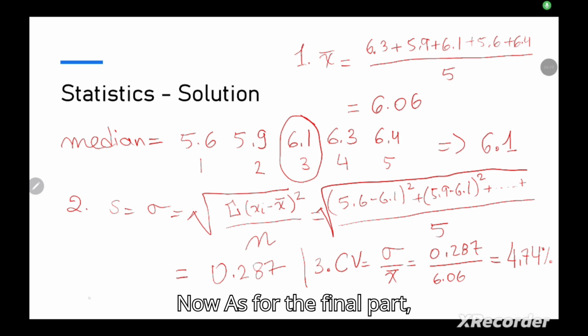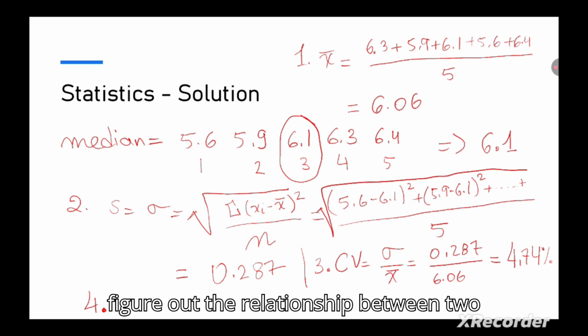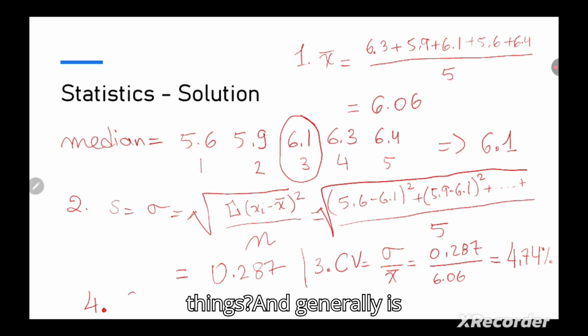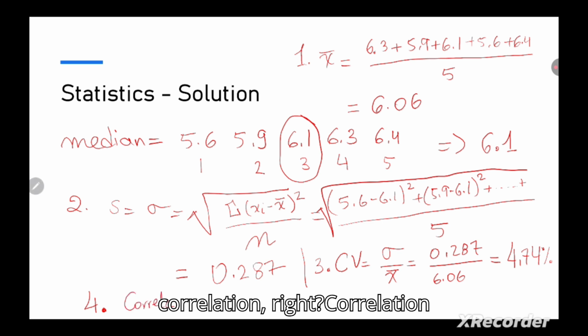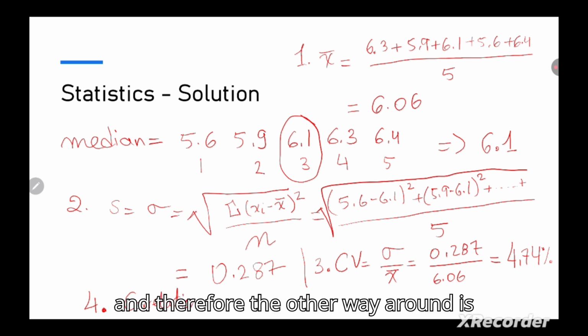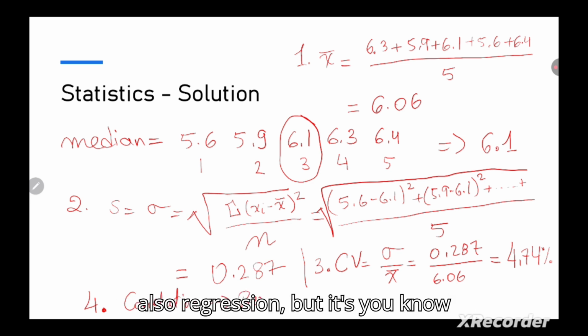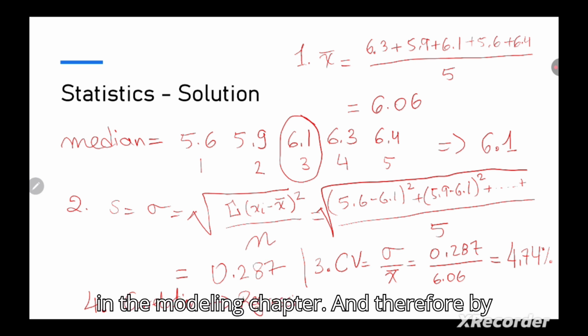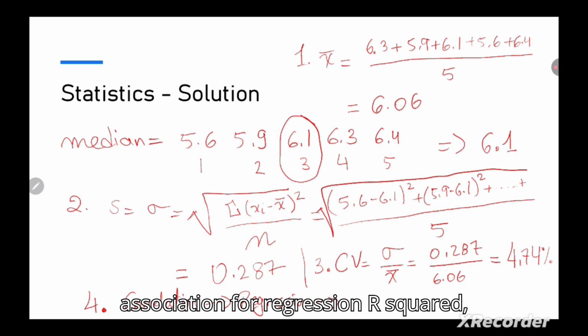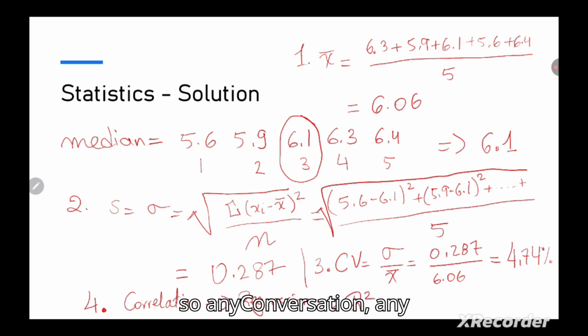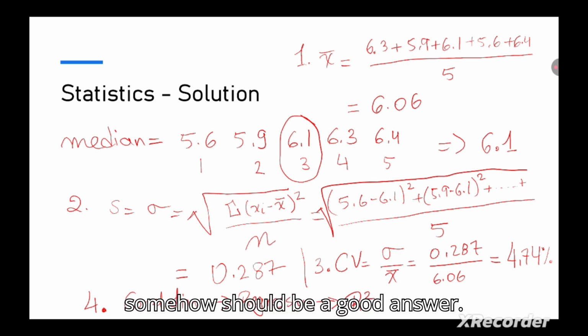Now, as for the final part 4, the question is, what is the best method to figure out the relationship between two things? And generally it is correlation, right? Correlation, and therefore the other way around is also regression, but it's in the modeling chapter, and therefore by association R squared. So any explanation that involves these three somehow should be a good answer.